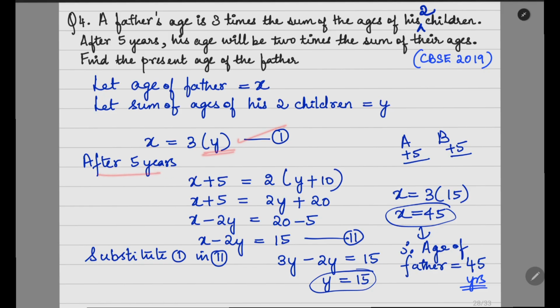After 5 years, what will each of their ages be? X plus 5, equal to 2 times the sum. So this is where the problem happens. It is already given 2 children. So each child's age will be plus 5 after 5 years. So you will have to add up for both the children. It is plus 5 plus 5, so plus 10. Okay, this is where the mistake happens. If you're missing this, the entire answer will be wrong. Okay, let's see another question.